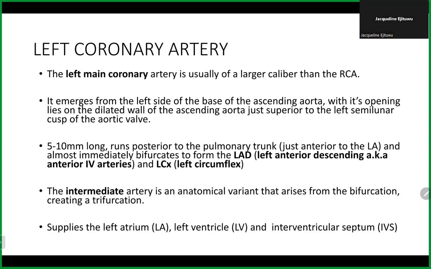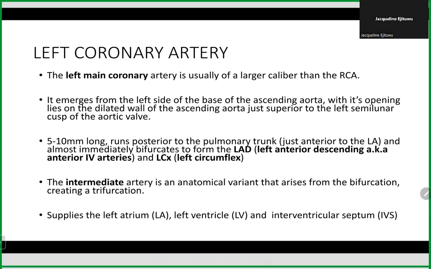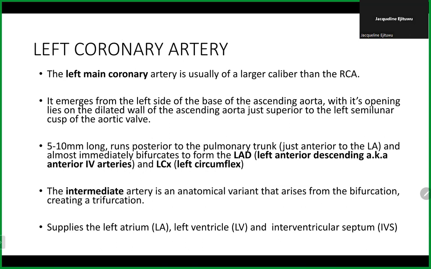So let's look at the left coronary artery. We have the left main coronary artery, which is usually of a larger caliber than the right coronary artery. It emerges from the left side of the base of the ascending aorta, and its opening lies on the dilated wall of the ascending aorta, just superior to the left semilunar cusp of the aortic valve. It is approximately 5 to 10 millimeters long, and it runs posterior to the pulmonary trunk, just in between the pulmonary trunk and the left atrium.